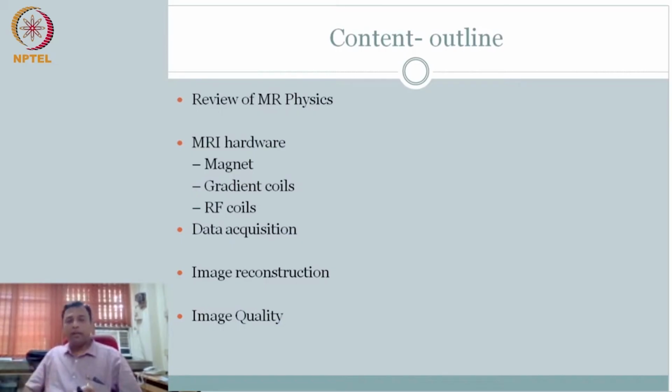So after completing the MR physics in the last module, we now proceed to the remaining part, which is going to be starting with the hardware part and then focusing on data acquisition, reconstruction and image quality. In fact, the objective for this particular session of the video would be mostly on just the MR hardware and magnet perspective. Okay, so we'll start.